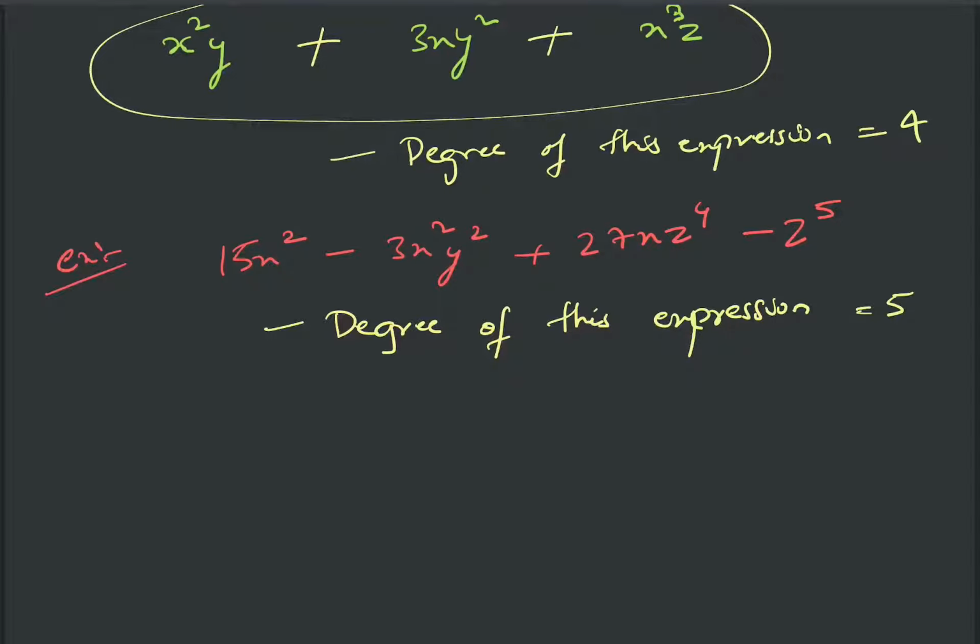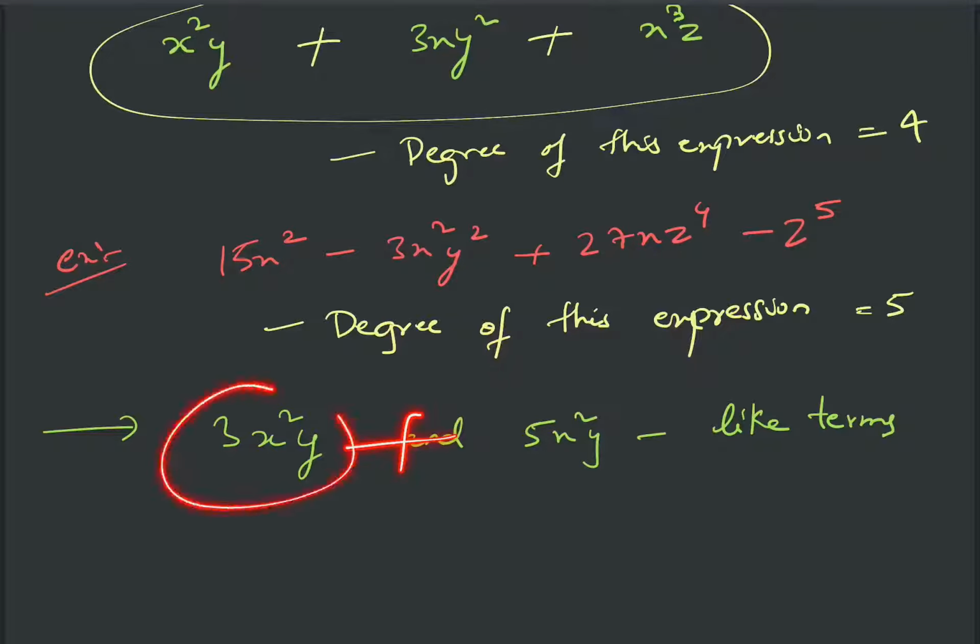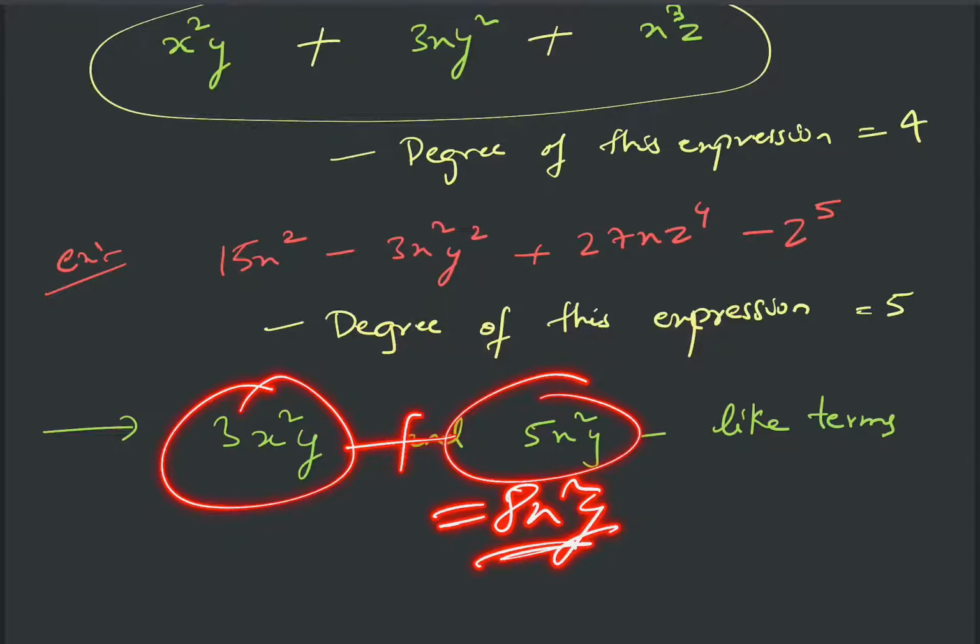So now, since we are clear with these things, let us try to understand what are like and unlike terms. I think you have already studied this in school, but still. Say x square y, 3x square y, and 5x square y, these are like terms, because then you can add them. If you add 3x square y and 5x square y, you can write it as 8x square y. If there are like terms, then you can add or subtract them.